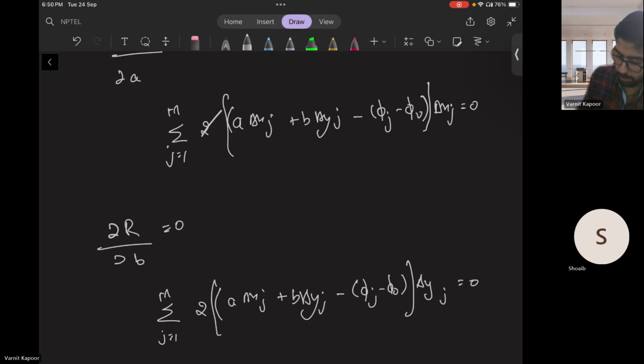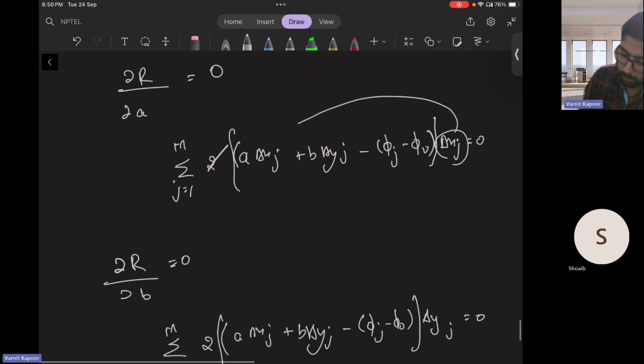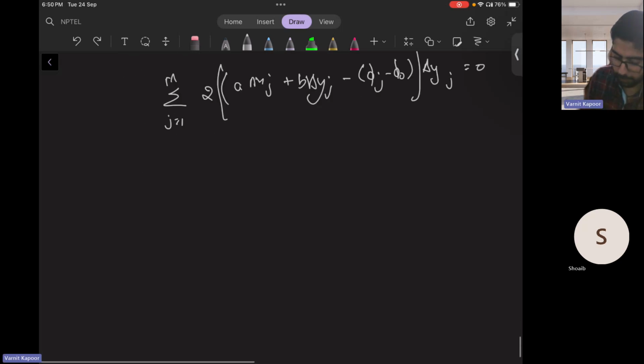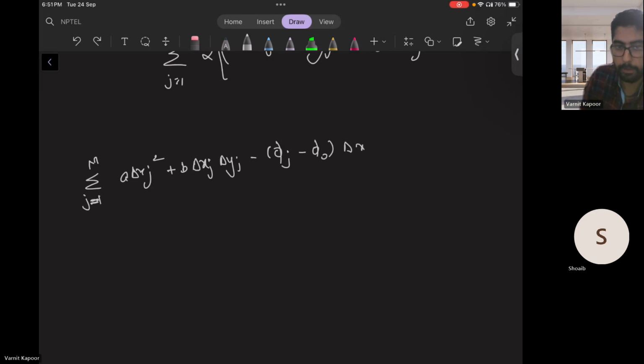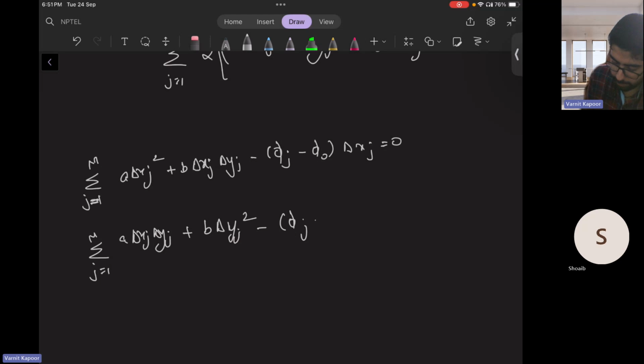Now, just multiply all the terms in this equation, multiply this with the whole of the terms. So you will have two equations now. Equation first is summation of j equal to 1 to m of a delta xj square plus b delta xj delta yj minus (phi j minus phi naught) delta x equal to 0. The second is summation j equal to 1 to m of a delta xj delta yj plus b delta yj square minus (phi j minus phi naught) delta yj equal to 0. Okay. It's a kind of delta x1 square plus delta x1 delta y1 plus delta x2 delta y2 equal to something. That kind of these two equations are forming.